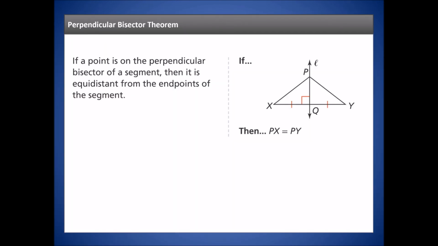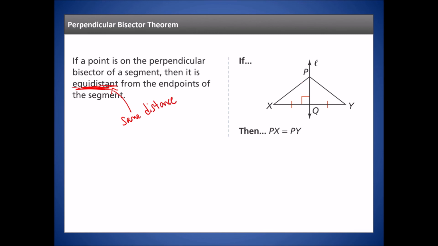All right, so now that we investigated this perpendicular bisector theorem, let's go ahead and present it formally. If a point is on the perpendicular bisector of a segment, then it is equidistant from the endpoints of the segment. So this word equidistant right here, that just means the same distance.